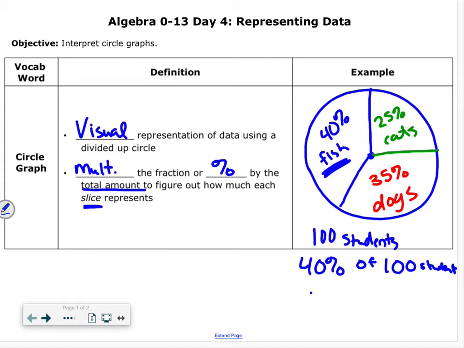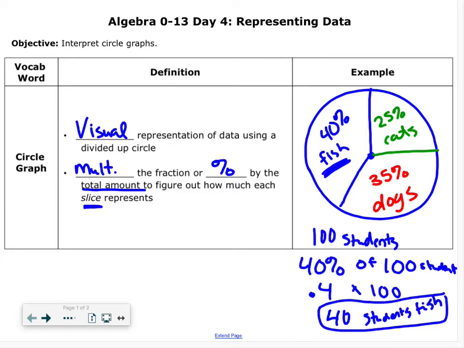So 40% as a decimal is 0.4. Of means to multiply, and then 100. And we get 40 students that would have fish as pets.